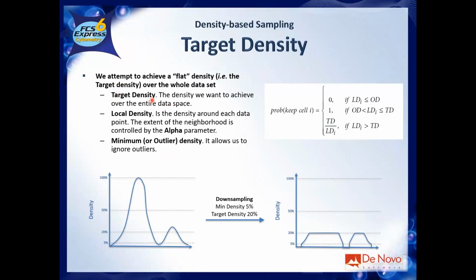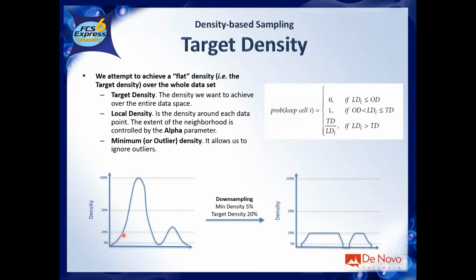First one, target density. This is quite intuitive: it is the density that we want to achieve all over the data space. The local density is the one that we are calculating for each data point, so the amount of points that are around the point of interest. And again, remember that the neighborhood is defined by the alpha parameter. Last but not least, we have this other variable, which is called minimum, or sometimes also outlier density. This is a way to remove, or ignore, outliers.